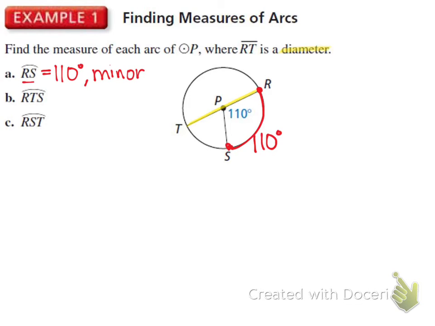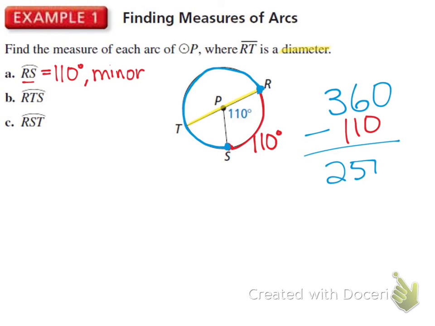Next one is RTS. So we start at R, then we go to T, and we end at S. So am I going to go up around the circle or down around the circle? Up. R towards T and end at S. There are technically 2 ways to figure this out. What is one of them? Subtract 110 from 360. And then what do we get? 250. Which means this is major.